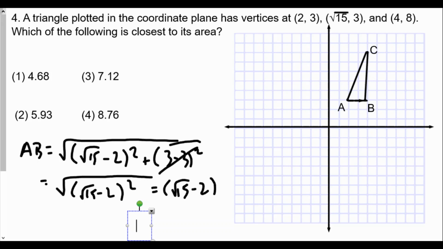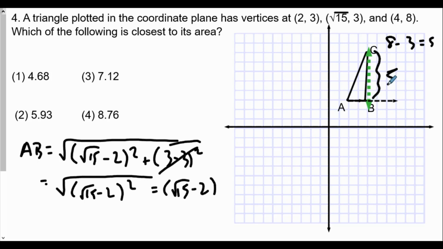Now, what we want to do is find the height. The height here is just the perpendicular distance, and so our height is actually going to be outside of the triangle, just slightly outside. It is not BC because BC is a little slanted. So I'm going to extend this ray from AB, and we're looking for that perpendicular distance, that height. That value we can actually find. In this case, it's 8 minus 3, which is equal to 5.